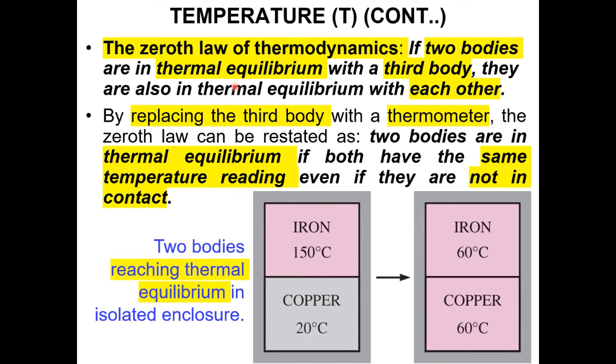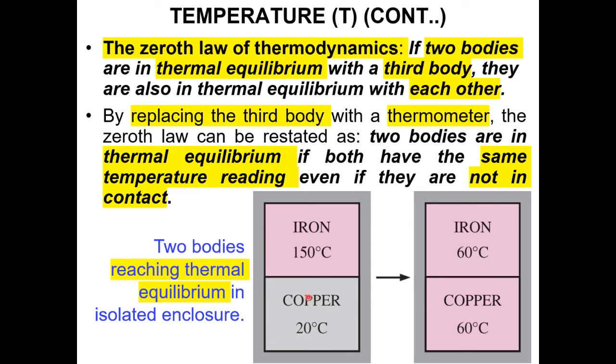So there is another law, we call it the zeroth law of thermodynamics. It says that if two bodies are in thermal equilibrium with a third body, they are also in thermal equilibrium with each other. By replacing the third body with a thermometer, the zeroth law can be stated as: two bodies are in thermal equilibrium if both have the same temperature reading, even if they are not in contact.